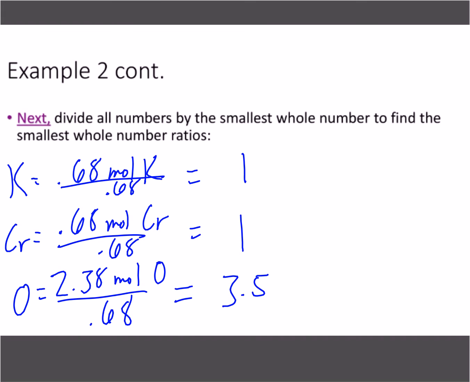Multiply, right? Does it say round? No. All right, we do not round here, guys, when we get to this point. We multiply to get to a whole number. Okay? Again, it's a ratio.